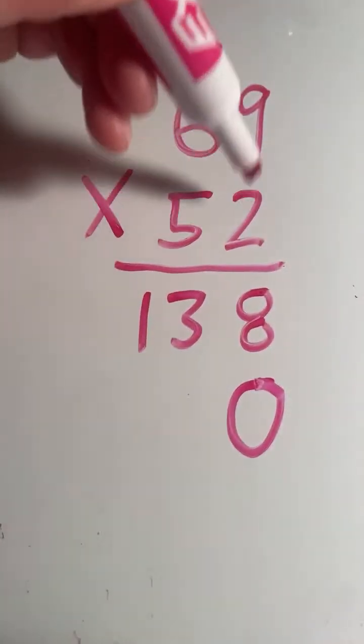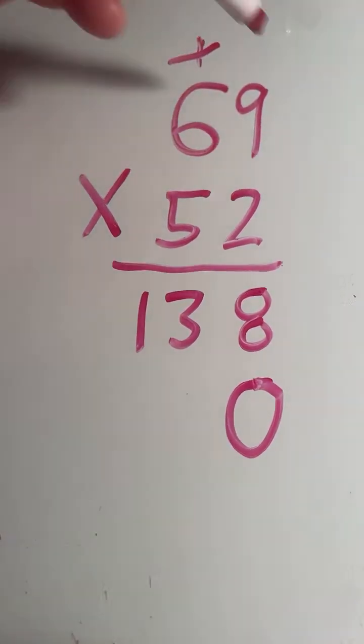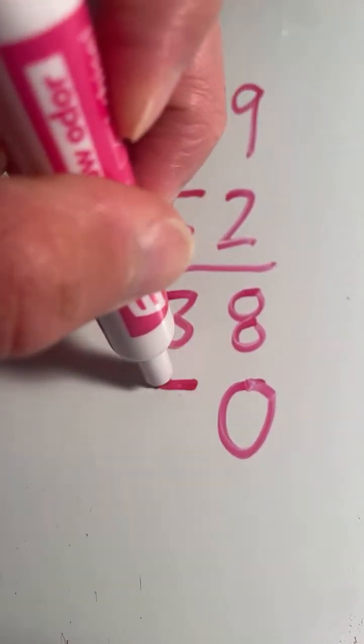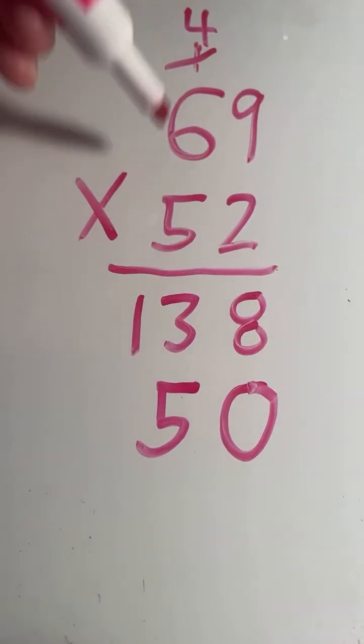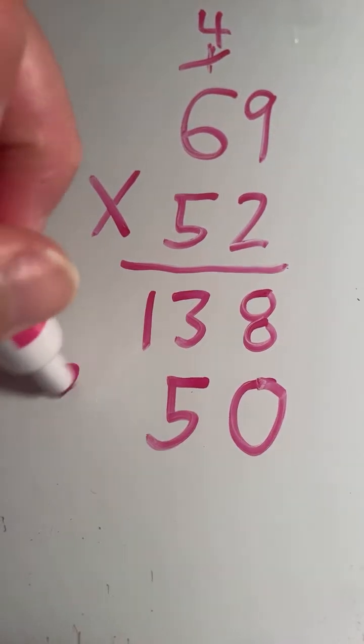Putting a 0 in the ones place because we multiplied both digits in the ones place. 9 times 5 equals 45. 5, carry the 4. 6 times 5 equals 30. Plus 4 is 34.